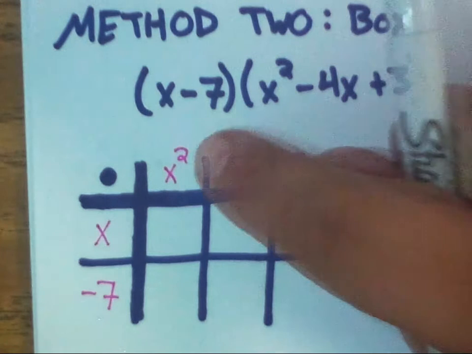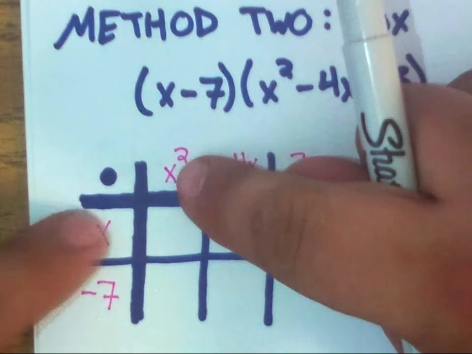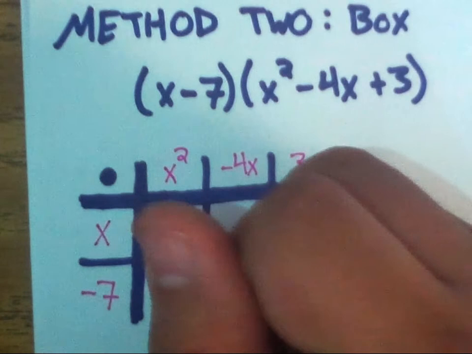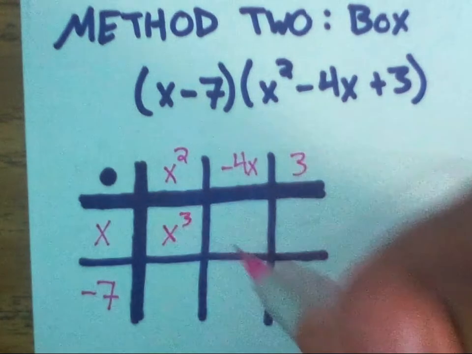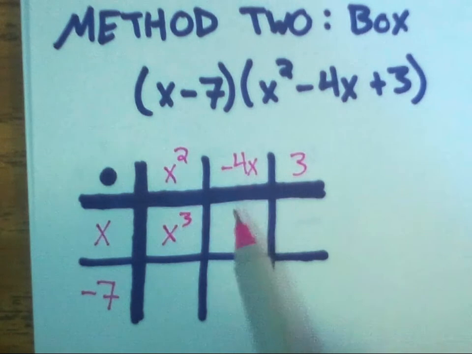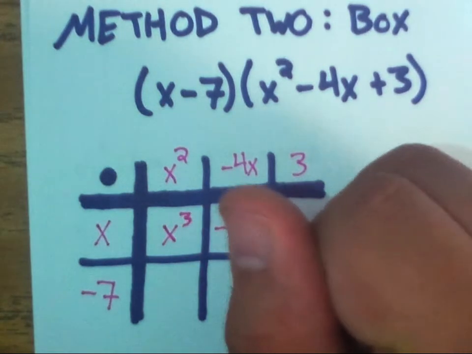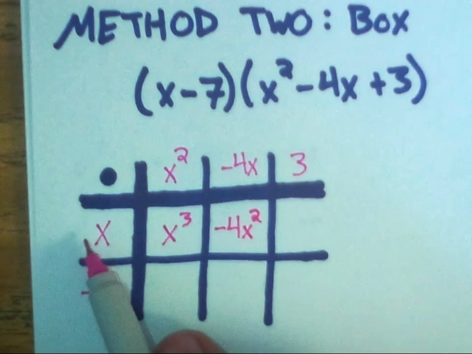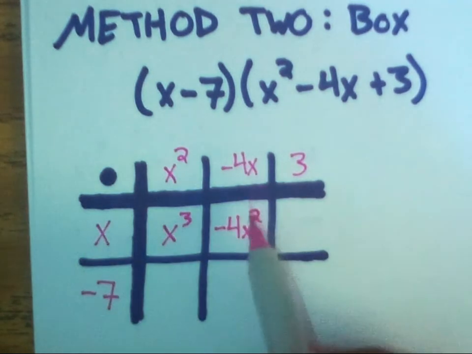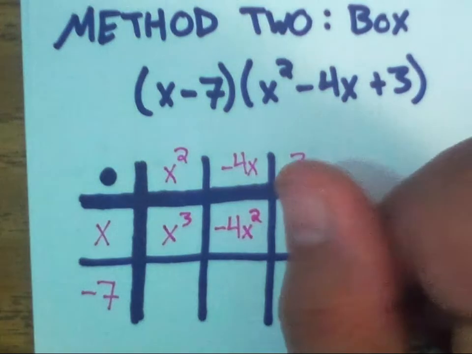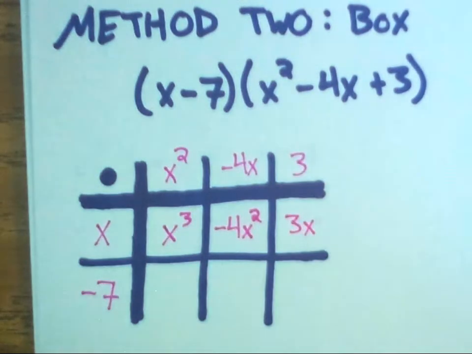So for instance, I have x squared and x. When I bring those together in that box, that means I'm doing x times x squared, which is x cubed. Now in this box over here, I'm doing x times negative 4x. That would be negative 4x squared. Because we have negative 4 times 1, and we have x times x, which is x squared. The very last box is pretty easy. X times 3, they just go together, and you get 3x.